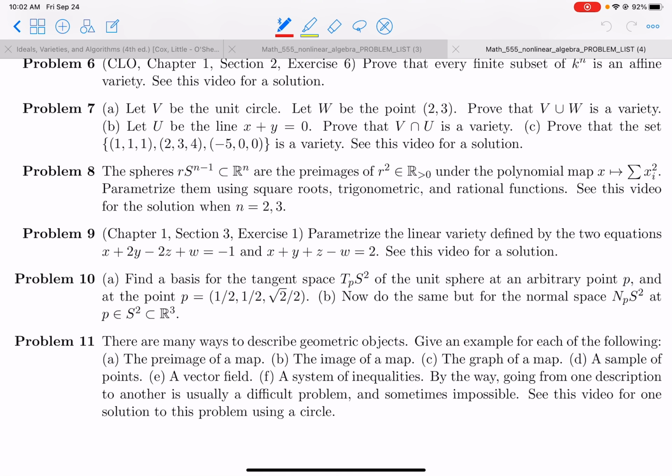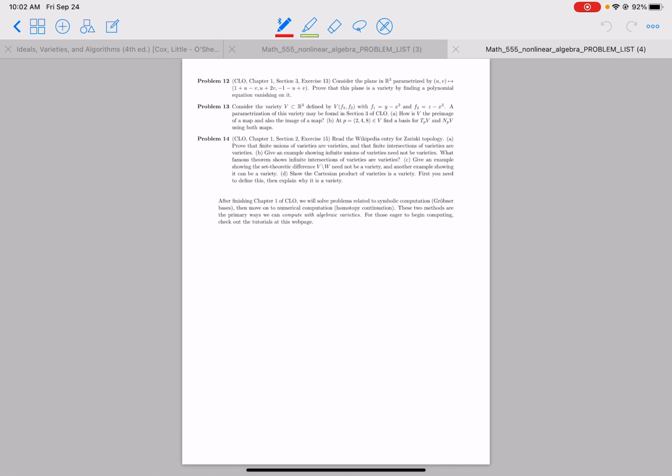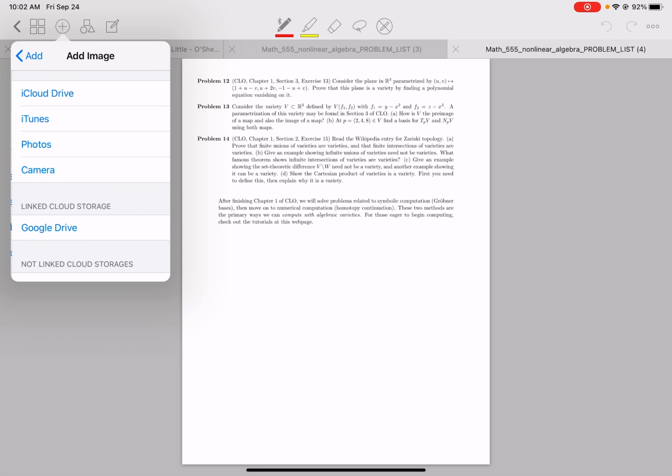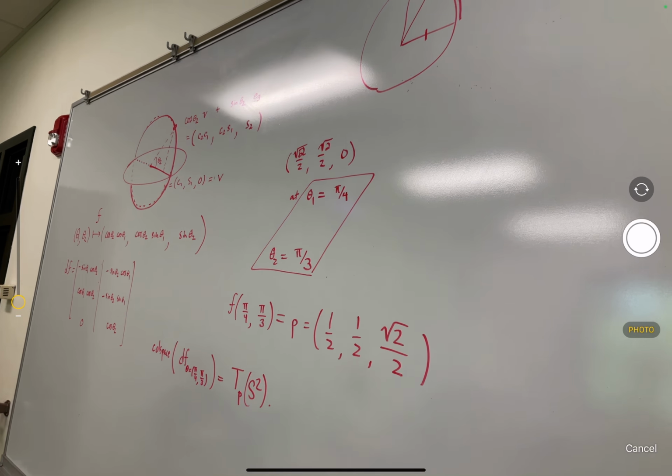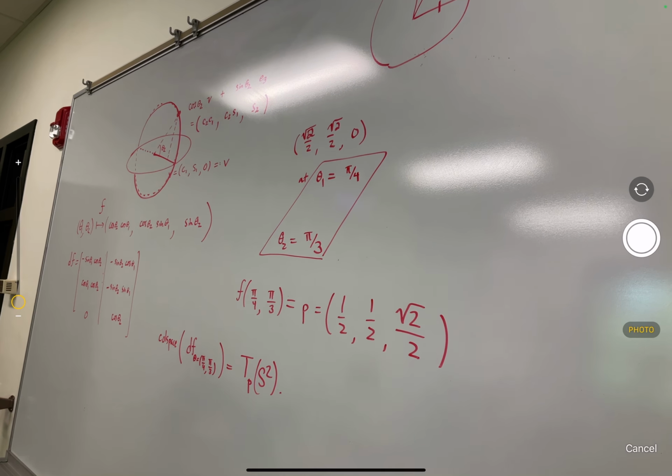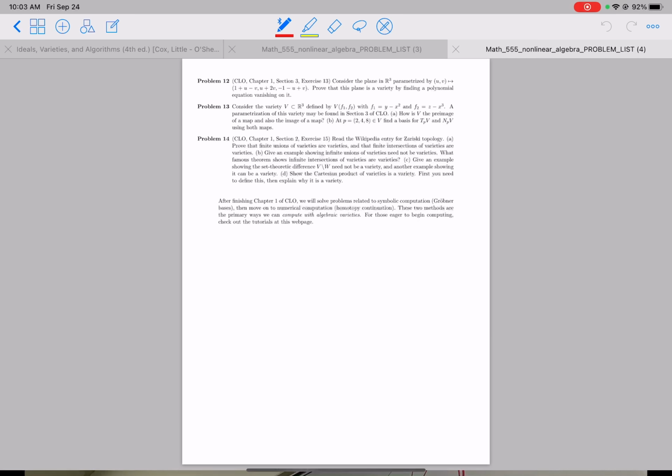Okay, so, let's see. Yeah, still take a moment. I'm going to attempt to take a picture of my screen. Can I do that? Image, camera. Oops. Well, that'll have to do.